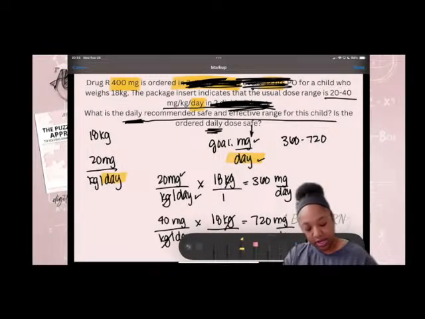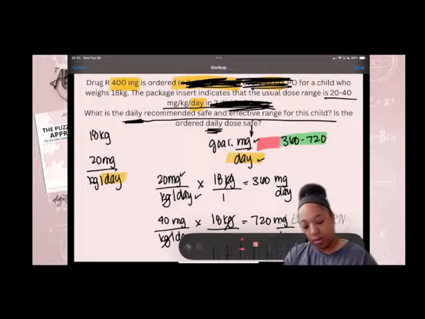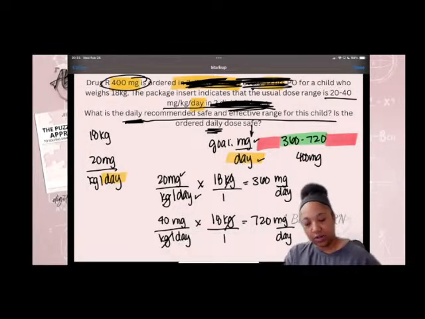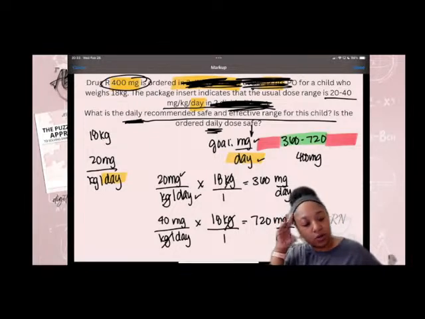So let's bring out the colors again. Boom. So that is what's safe. This or above this is not safe. So what is ordered is 400 milligrams. Okay, and that's for the whole day. Does that 400 fall in the green zone or does it fall in the red zone?